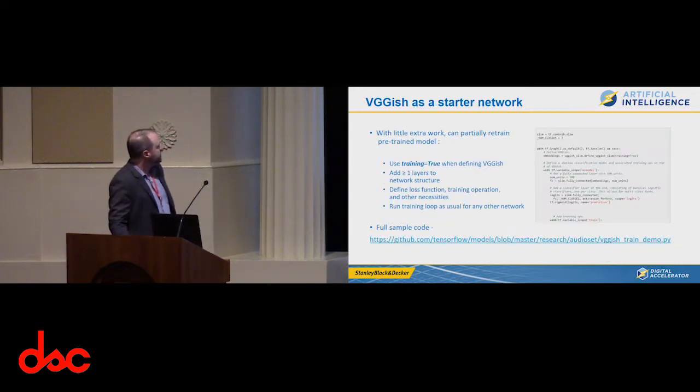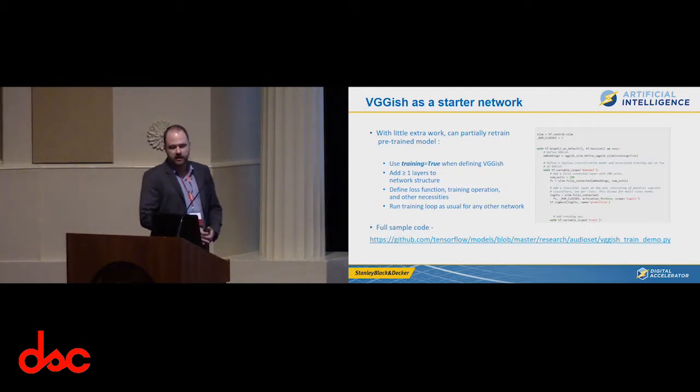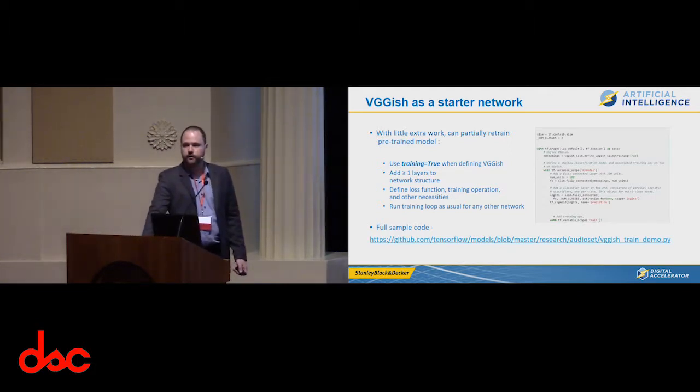Alternatively, we can use VGG-ish as a starter network. And so what we do here is very similar. We define our structure, but we just add fully connected or whatever type of neural network layers you like onto the network. And then we define our training function, our loss function, other things that are necessary to run this network code. And as we run this, we are actually training not only the new layers that we've added on, but we're backpropagating that training signal all the way through the VGG-ish network and fine-tuning it to very precisely identify exactly the sort of sounds that we're interested in.